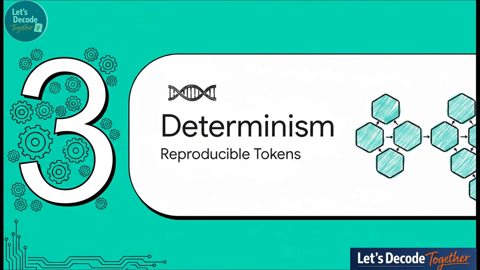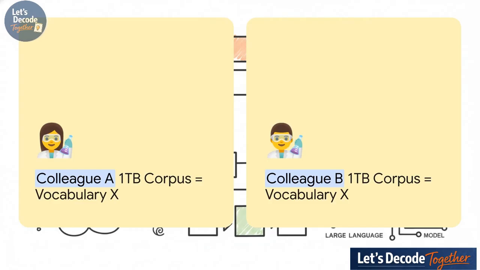Next up, pillar 3, determinism, a reproducible token dictionary. Determinism is just a fancy way of saying absolute reproducibility. BPE has absolutely zero randomness. So if 2 colleagues train their tokenizer on the exact same 1 terabyte dataset, they are 100% guaranteed to generate the exact same token dictionary. Vocabulary X will always equal vocabulary X. And why does this matter? Well, without it, scientific benchmarking would be practically impossible, and trying to fine-tune different models together would just completely break the system.